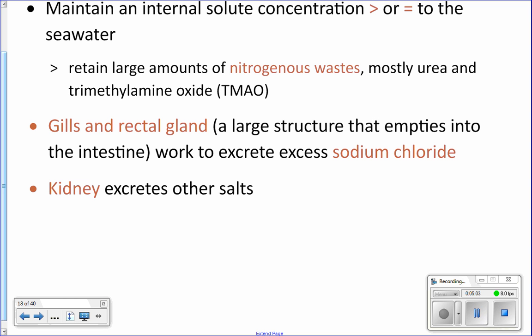So they have chloride cells in their gills that get rid of salts back into the water. Also, their kidneys will filter out any excess salts and get rid of those in their urine. And then they've also got a rectal gland. You saw that in your dissection, right? A little thing at the end near the cloaca. That little rectal gland will help filter any excess salts out and put them into the intestine, and then that excess salt would be excreted.